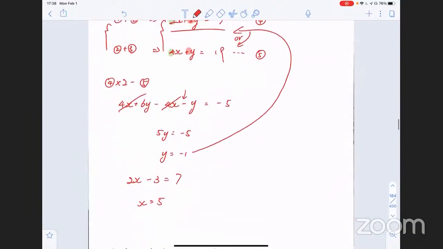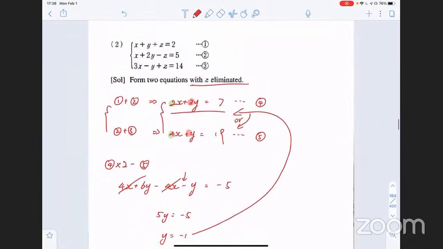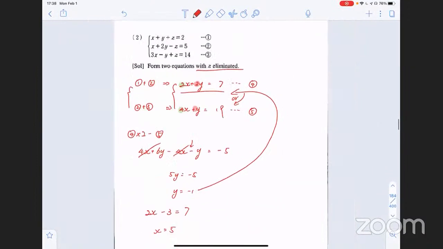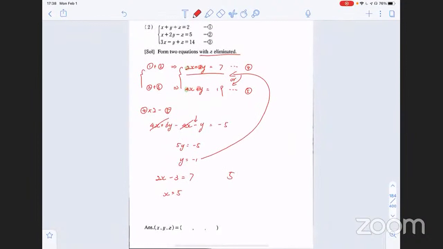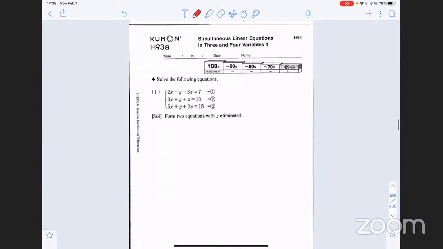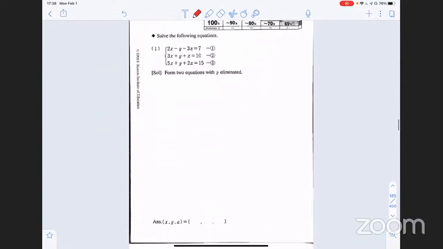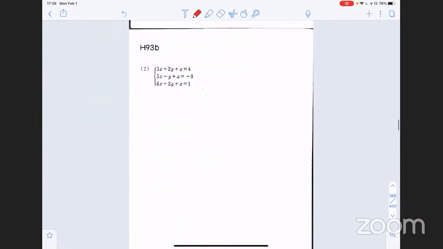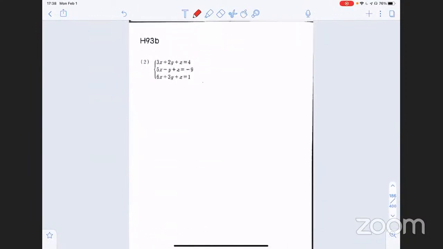So then I substitute x and y back into x plus y plus z is equal to 2. So all I need to do here is 5 minus 1 plus z is equal to 2. 4 plus z equal to 2. Then z is equal to negative 2. So negative 2 here, 5, and then negative 1. All right. Okay, so for the next question, same thing over here. We're getting y eliminated. And over here, if we're just looking at that, it seems easier for me to get rid of z, right?